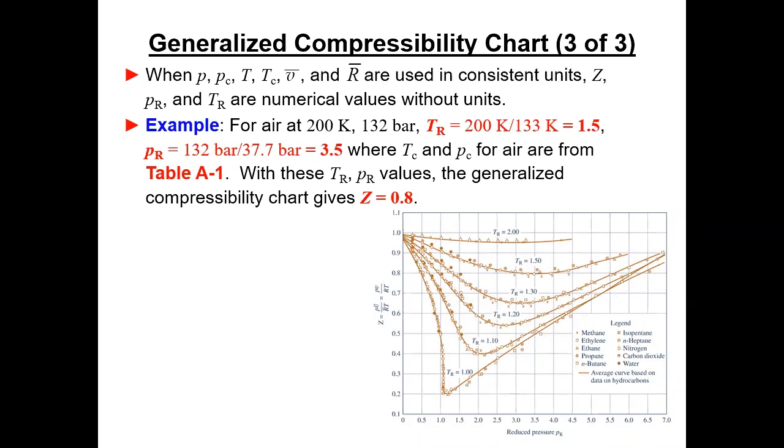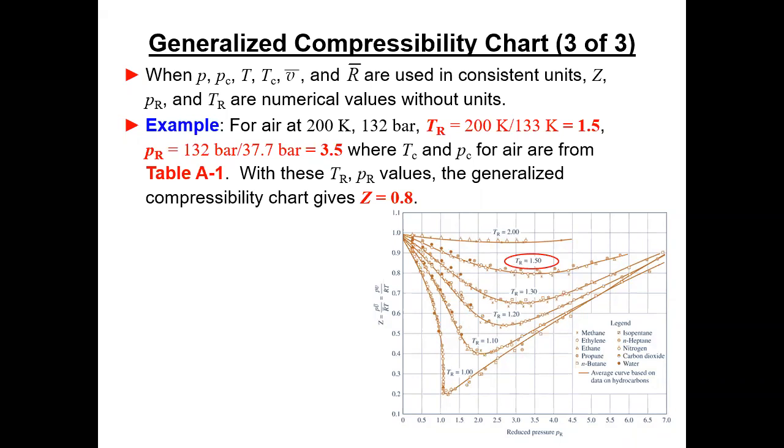All right. So we've looked up the critical temperature, which is 133 K. You take the 200, divide by 133, and you get 1.5. Then for the reduced pressure, we have 132 bar, which is our pressure, and the critical pressure is 37.7, so we get 3.5. Wow, that's pretty easy. Shoot, I can even do that, I think.